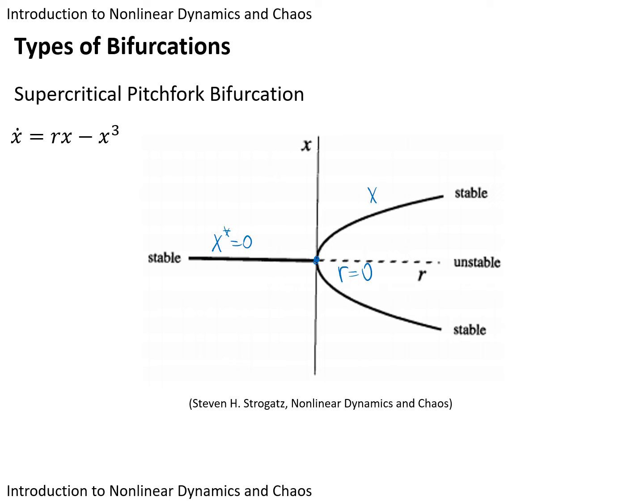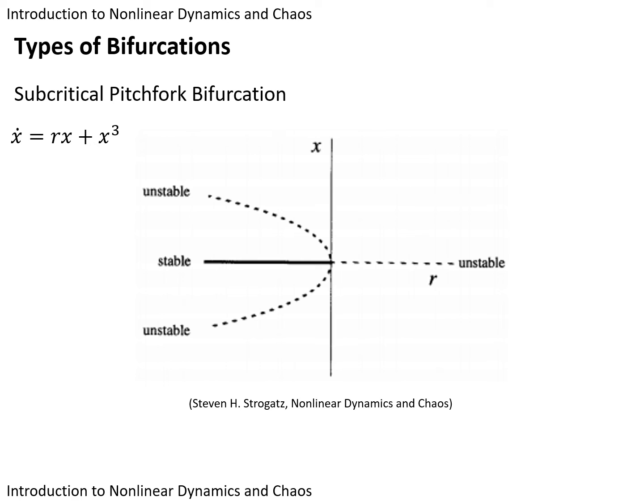x equals root r, x equals minus root r, and x equals 0. And x equals 0 is unstable, and x equals root r and x equals minus root r, those are the stable equilibrium points. This is supercritical pitchfork bifurcation.